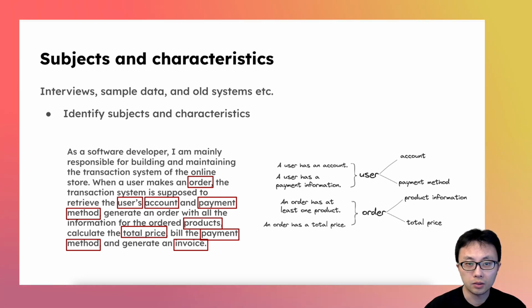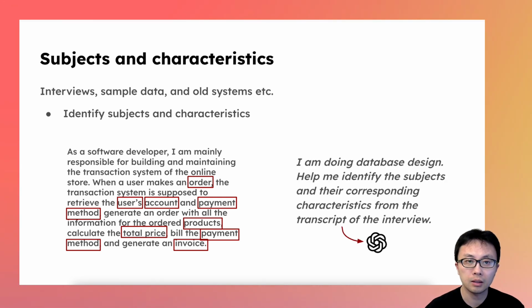This analysis step can be labor-intensive, but it doesn't necessarily involve a whole lot of critical thinking and decision-making, so you may ask a generative AI tool to give you a hand. With a request for ChatGPT like this: I'm doing database design, help me identify the subjects and their corresponding characteristics from the transcript of the interview, and then provide your transcript.